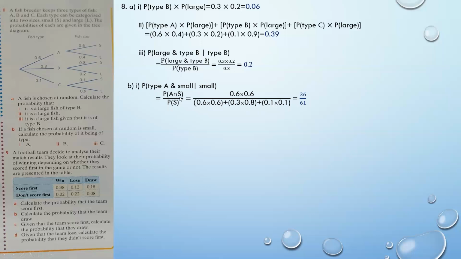Then you want it from A. From A must be 0.6 times 0.6, so you put it on top. From here, you divide this, and you get this as an answer.